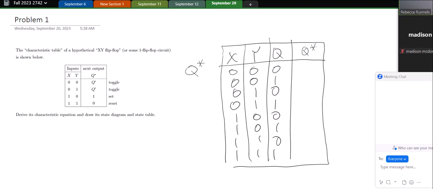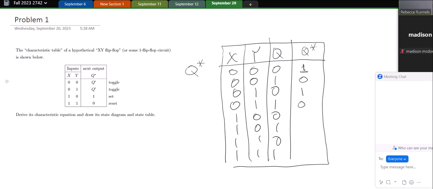And we know that when X and Y are both 0, the next output is to toggle. And so when X and Y are both 0, as they are in this first row, the output is going to be the complement of Q, or it would be 1 in the first instance and 0 in the second instance. When X is 0 and Y is 1, again we have a toggle. So toggle would just be the complement of Q. So in this third row here, Q is 0, so the complement would be 1.